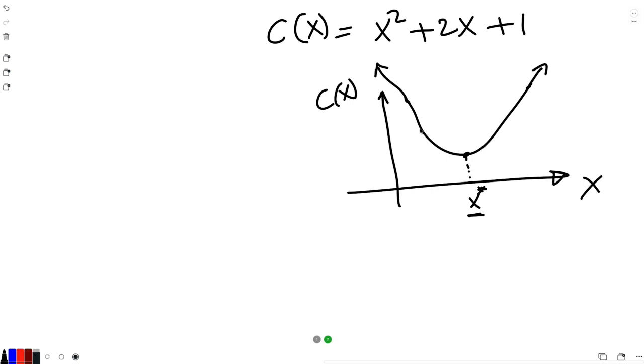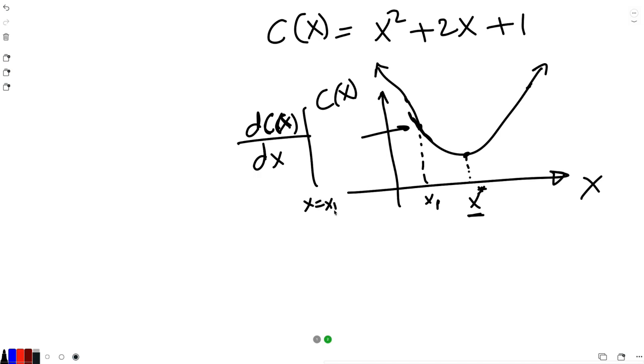What we mean by slope: the slope at any point, for example at x1 here, is given by the differentiation of this function at x1. So dc(x)/dx, the differentiation of c(x) at x equal to x1, gives you the slope at this point x1.